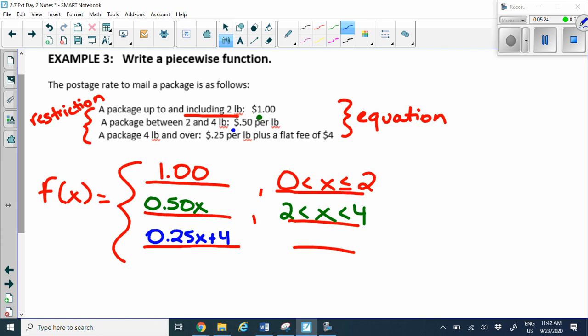Okay, now from here, we're going to write our restriction. So it just says 4 pounds and over, so what we're going to have is just one part to our restriction. This is going to be included because it does say a package 4 pounds and over. Okay. And so that's how we're going to write a piecewise function given a word problem.